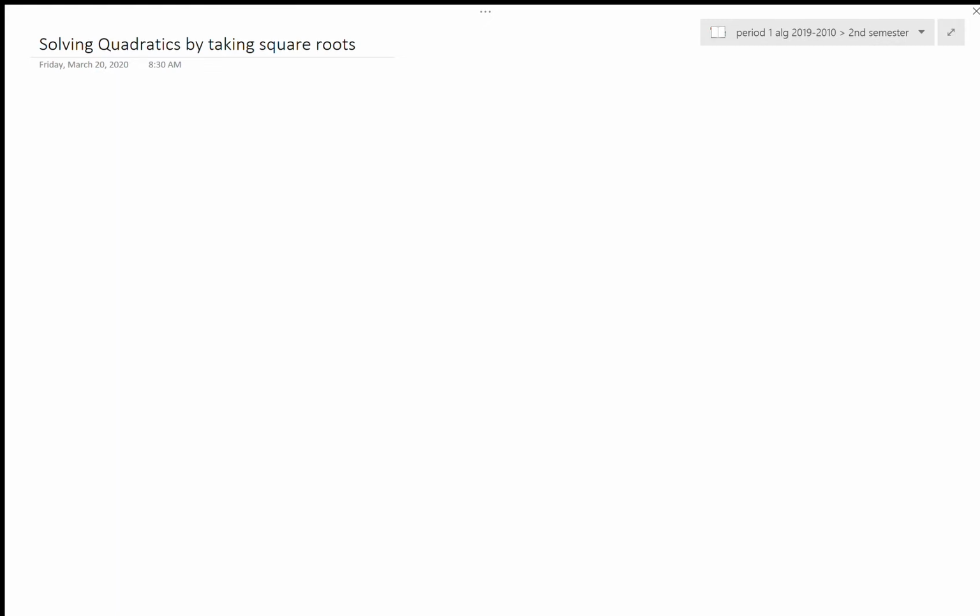Alright, so what we're going to do today is solving quadratics by taking square roots. Should be fairly simple. We kind of done this before, just a little different step at the end.